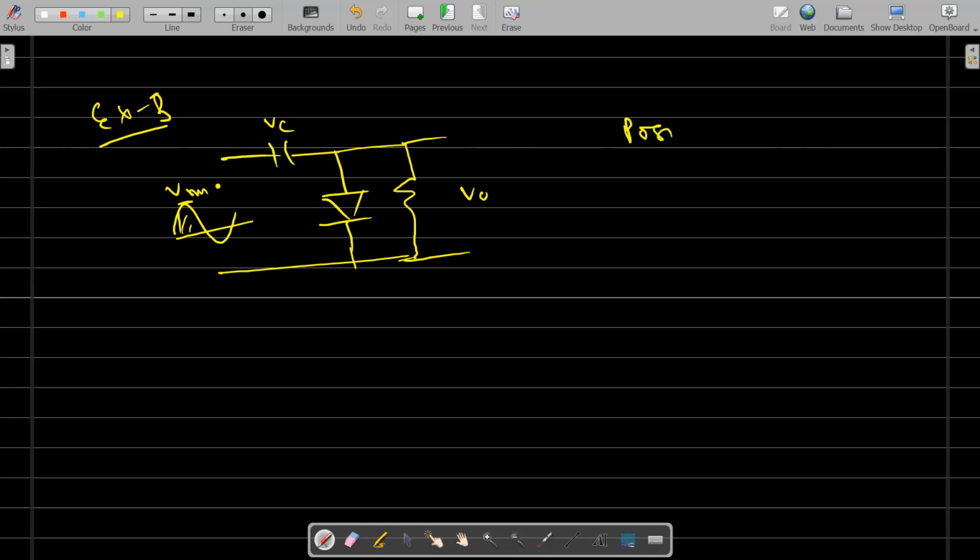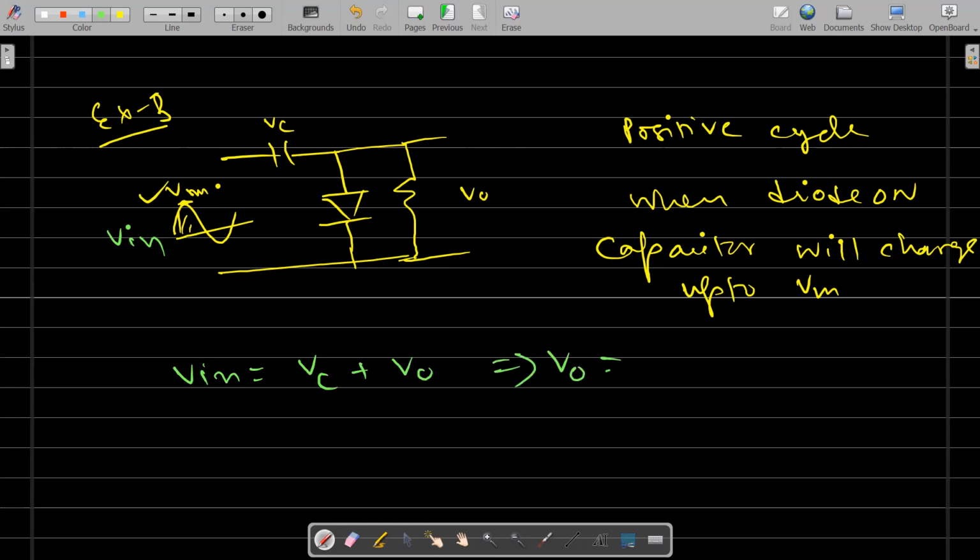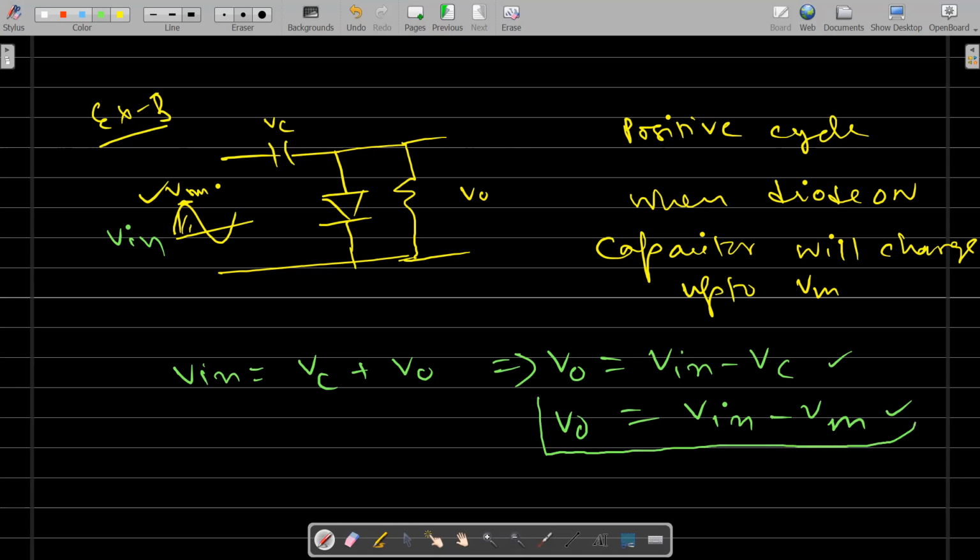So for the positive cycle, when the diode is on, the capacitor will charge up to the peak value of the sinusoidal waveform, that is Vm, V peak or Vm. The voltage across the capacitor plus the output voltage, or simply V0, will be V in minus Vc. So that is V in minus Vm, because the voltage across the capacitor is nothing but Vm. So basically the output voltage is the difference between the input voltage and the capacitor voltage.